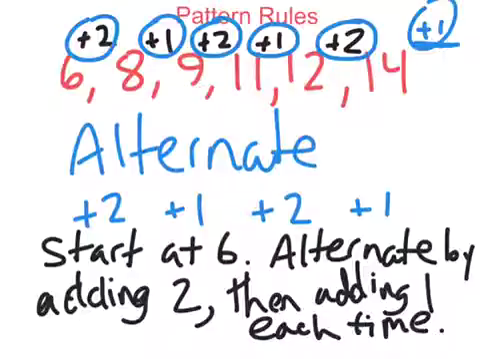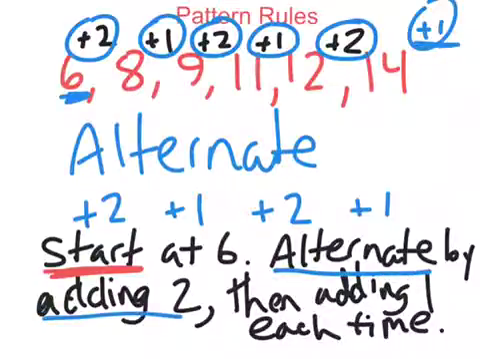So notice that I told you where to start. We start at 6. There it is. And then we alternate by adding 2. So we start by adding 2 right there. Then adding 1 each time. So by alternating, we add 2, then 1. Add 2, add 1. Add 2, add 1. Back and forth.